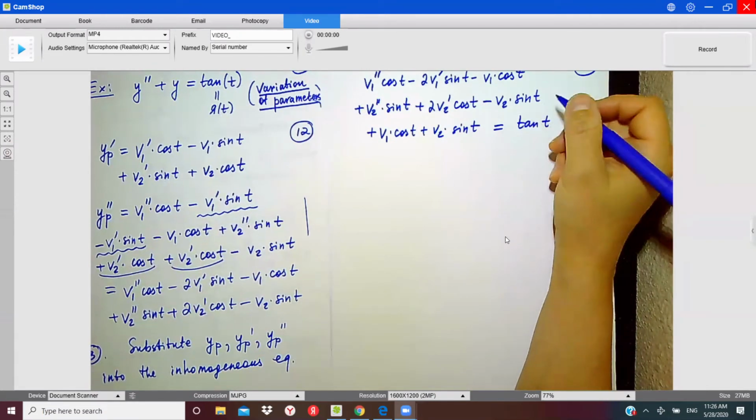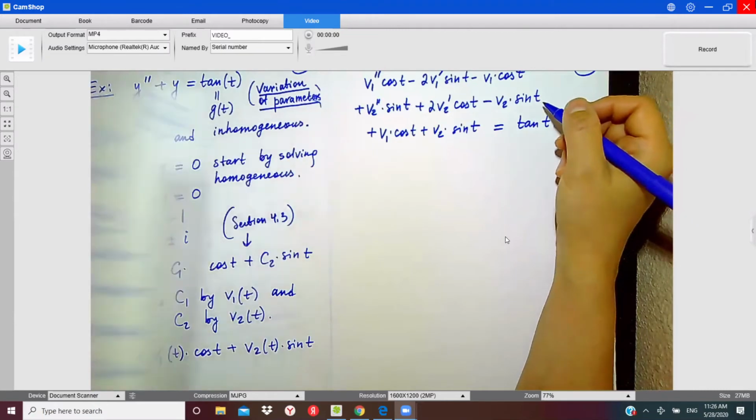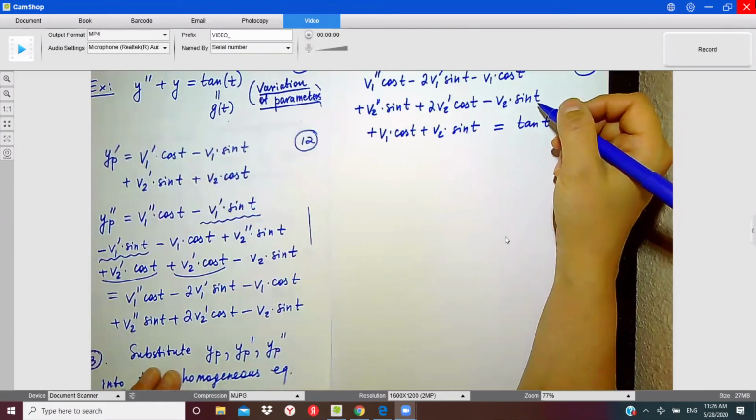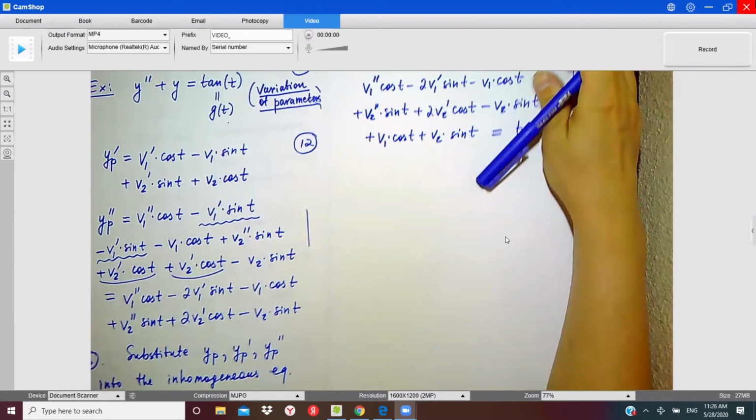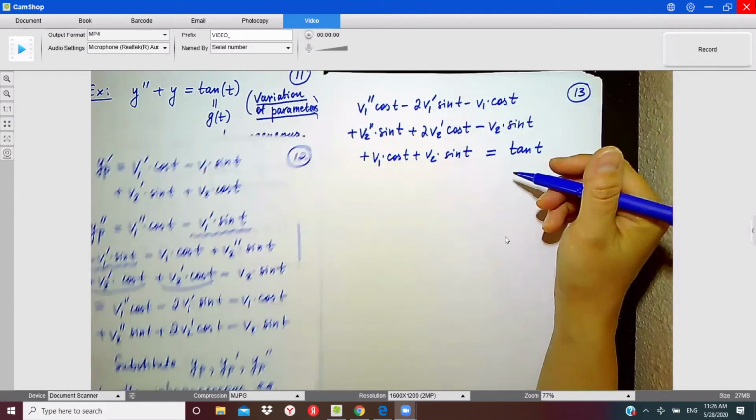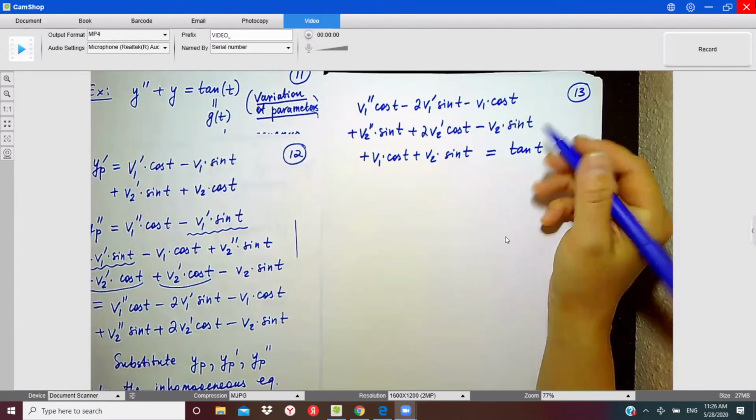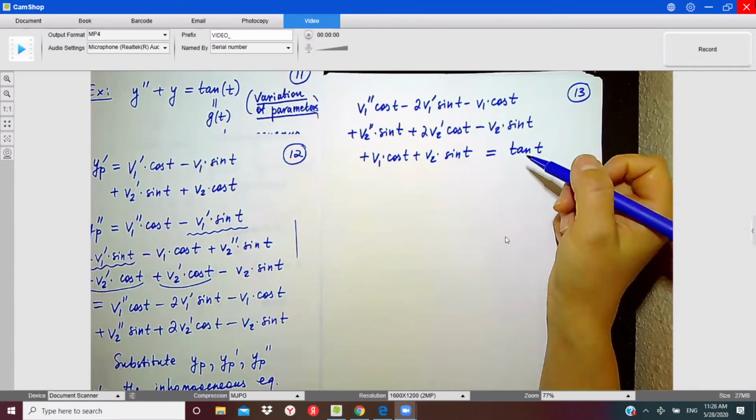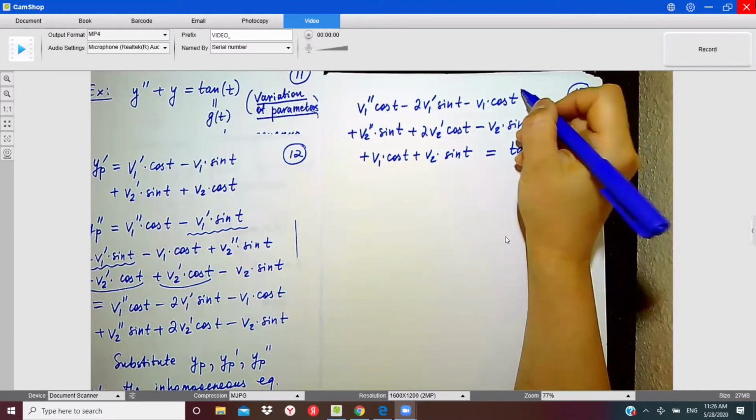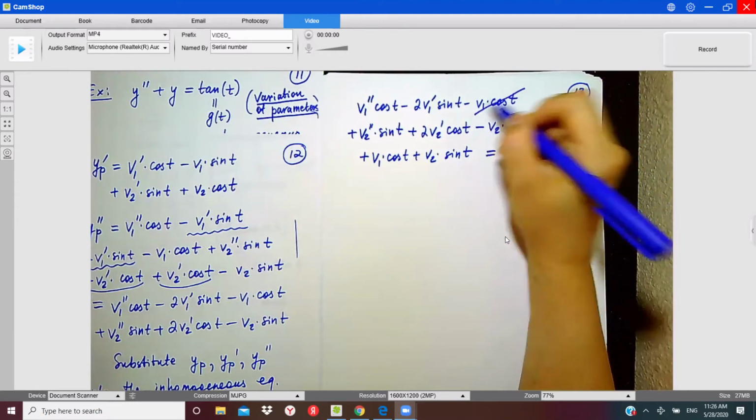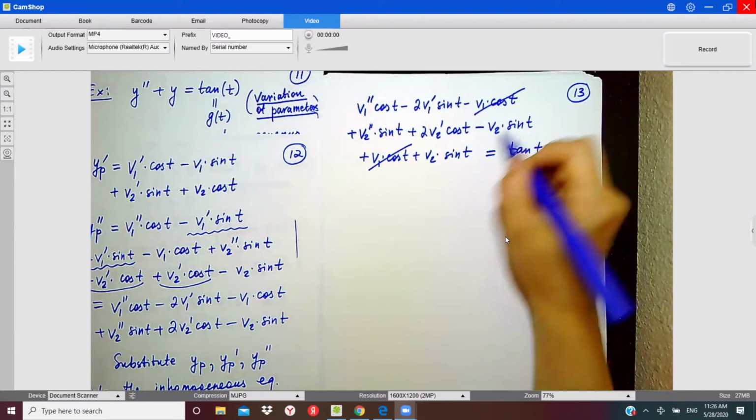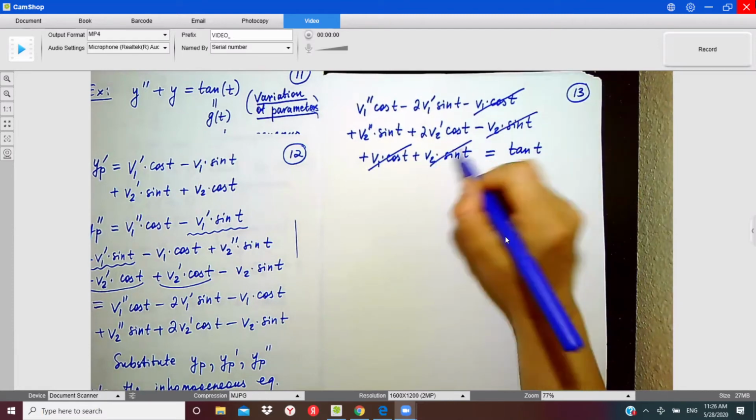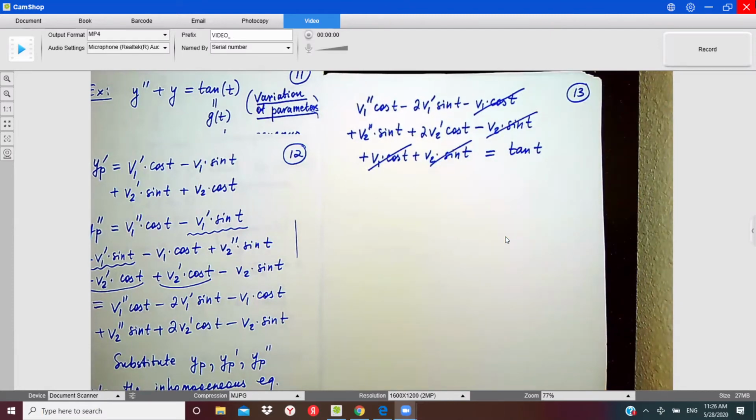Are there any questions? Is there anything that we can cancel? V sub 1 and V sub 1 plus cosine? Yeah, excellent. I think these two, am I right? Anything else? V sub 2 sine. Excellent. Do you remember the variation of parameters method?